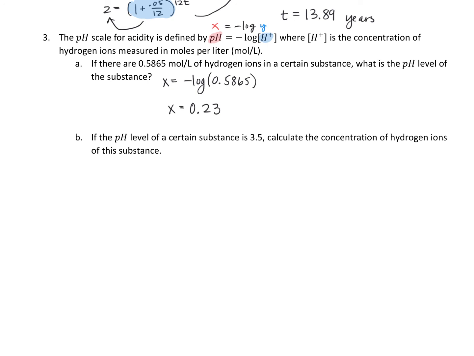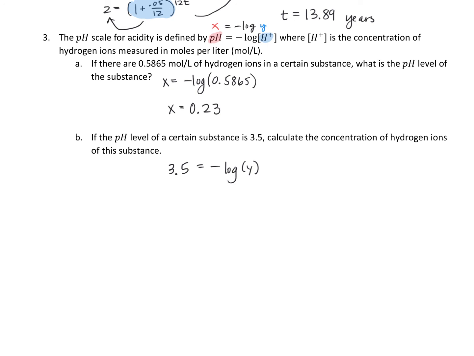Part B, if the pH level of a certain substance is 3.5, calculate the concentration of hydrogen ions of this substance. So in this case, they're giving you the pH, which is the x. So they're saying 3.5 is equal to negative log, and I'm just going to call it y. I don't want to put H plus. It's confusing. I know y stands for H plus.